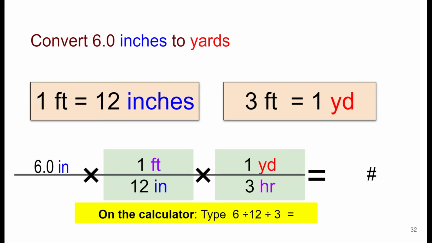We would first put 6 inches over 1 because it's the starting amount. We'd use that first conversion between inches and feet and make sure that inches is in the denominator so it cancels and feet is in the numerator. And finally, we want yards at the end. So we'd have to go and put 1 yard over 3 feet in the denominator there. And so we can cancel the units, and we're going to get an answer at the end of 0.17 yards.